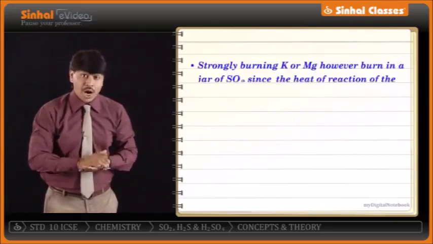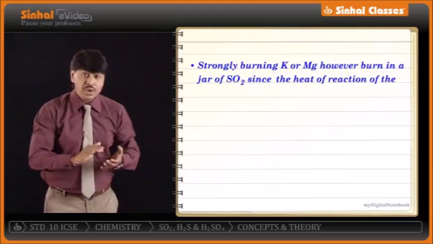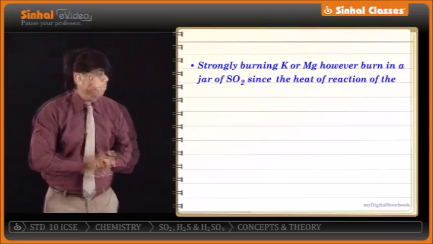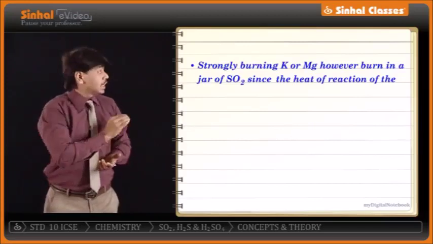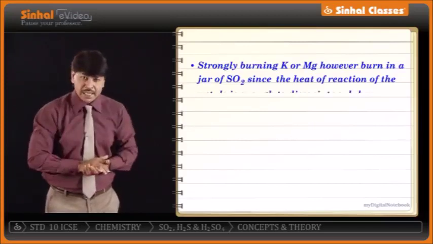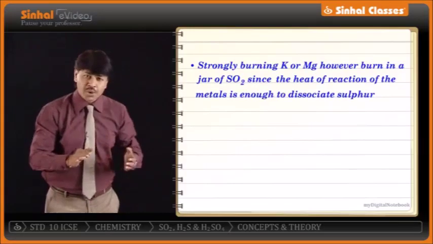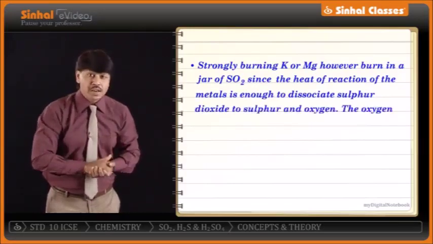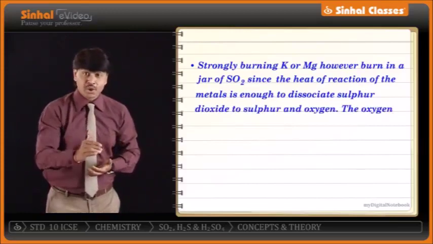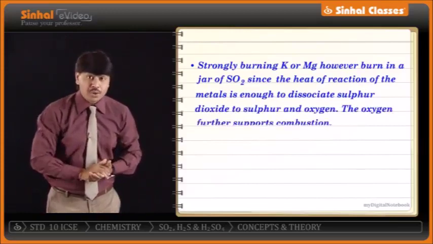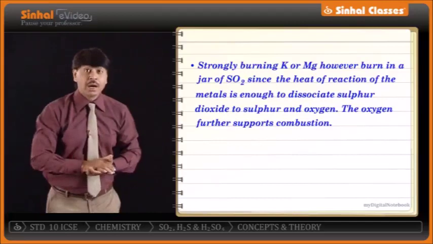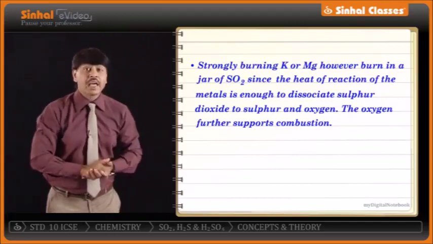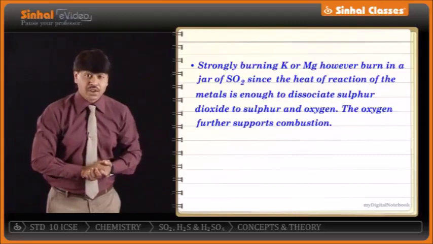The question is why? Even though it is a non-supporter of combustion, why is it burning? The reason for that is the heat of the reaction of the metal is enough to dissociate sulfur dioxide. It dissociates to give you sulfur and oxygen, and oxygen is a strong supporter of combustion. So a metal like potassium or magnesium continues to burn in a jar containing sulfur dioxide.